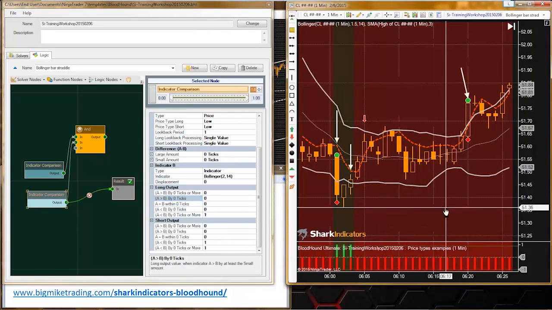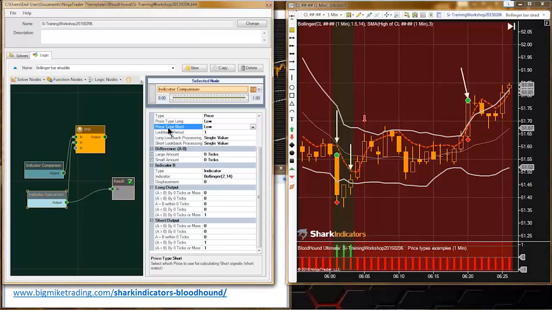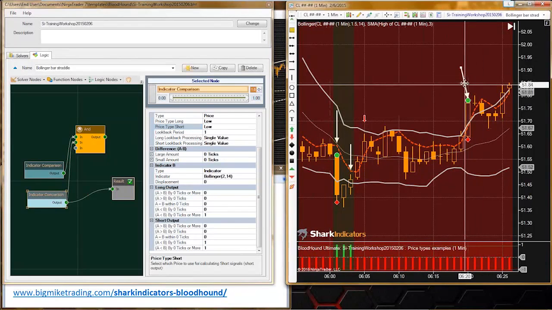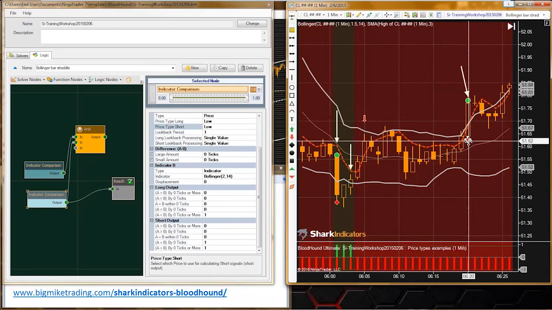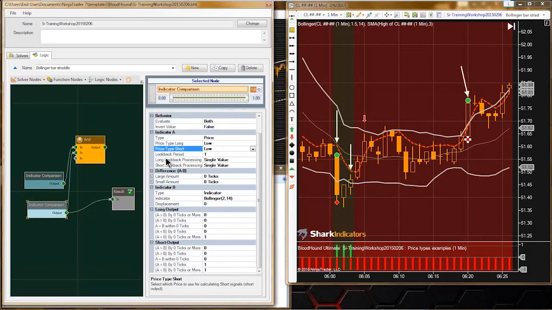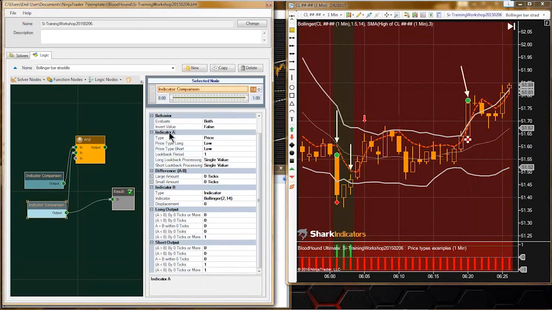Alright, that's good. And, alright, let's take a look at the short output here. Over here is where we want the short output, and our low price is going to be below the band. Let's stretch this out a little bit more. So the low price, which is A, is going to be less than B, which is our Bollinger. So we have A less than B, so that's set up correctly.